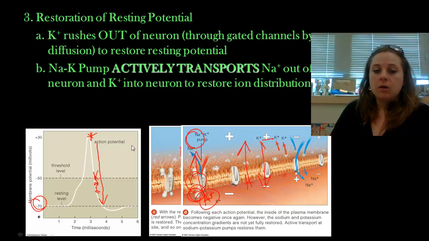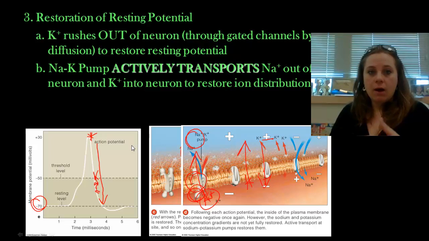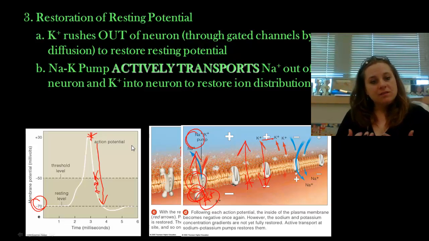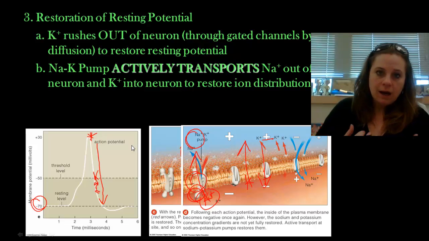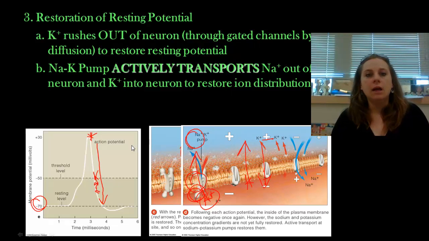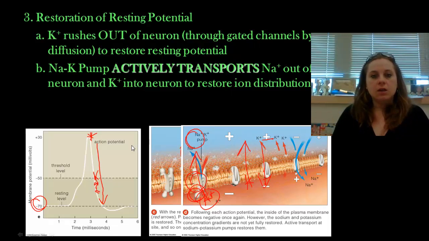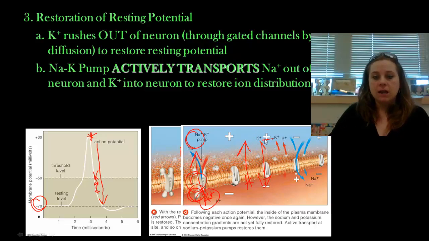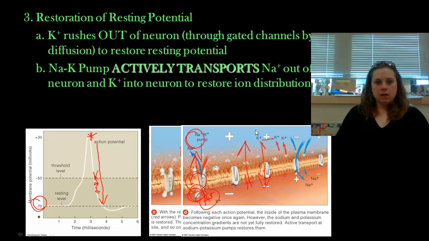Okay, but I can't have a signal without having sodium rush in. And if all the sodium's inside my cell, okay, I've got a problem, okay? So not only do I have to reset the resting potential, I have to reestablish the concentrations where I have all my sodium outside and my potassium inside. Here's where we get the sodium-potassium pump. It is going to actively transport all of my potassium that's outside, pull it in, take all my sodium that's inside, and pump it out.